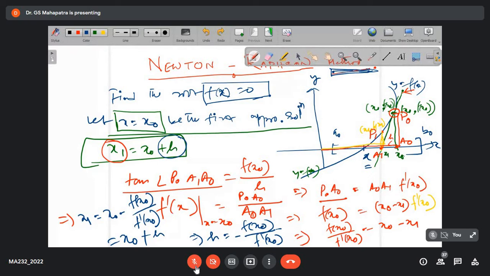So I will erase all this mathematical form. So finally we can write that x1 is nothing but x0 minus f of x0 divided by f dash x0. Okay, since it is an iterative process, you can do the same graphical concept for the next step. Okay, can you guess it? What will be the x2?